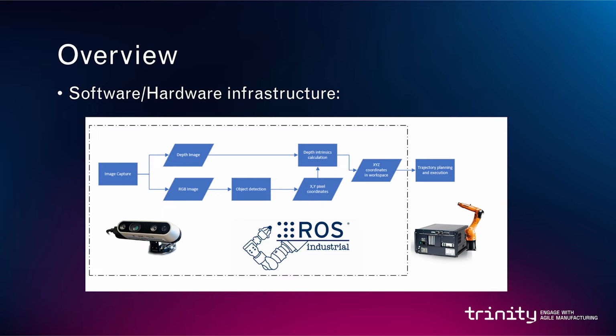Here we have the software and hardware infrastructure that we'll take a look at in this training video. The objects that have been highlighted by the rectangle are what we will cover in this video, and we'll mostly cover the image capture and image analysis, object detection, and providing the X, Y, and Z coordinates to the robot of the work object in the workspace.